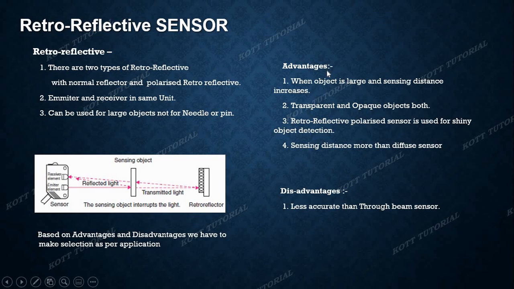The sensing distance is high, the reason is that they are using a reflector. Transparent and opaque objects both can be detected. Retroreflective polarized sensor is used for shiny object detection.